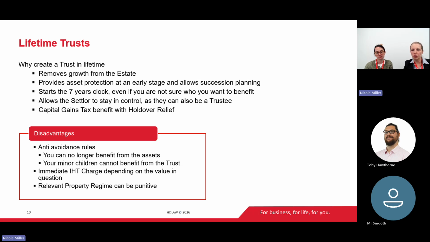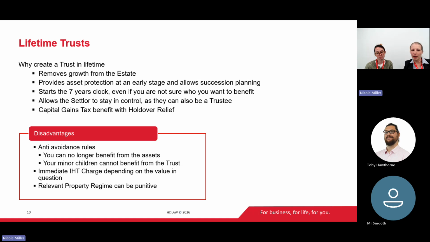So even if you're not sure which beneficiaries you want to benefit and at what time, the assets are out of your estate, and then that starts the 7-year clock ticking. And the settlor can be a trustee as well. So it allows the settlor to stay in control of those assets for the rest of their life, all the while that they are a trustee. So it has that benefit.